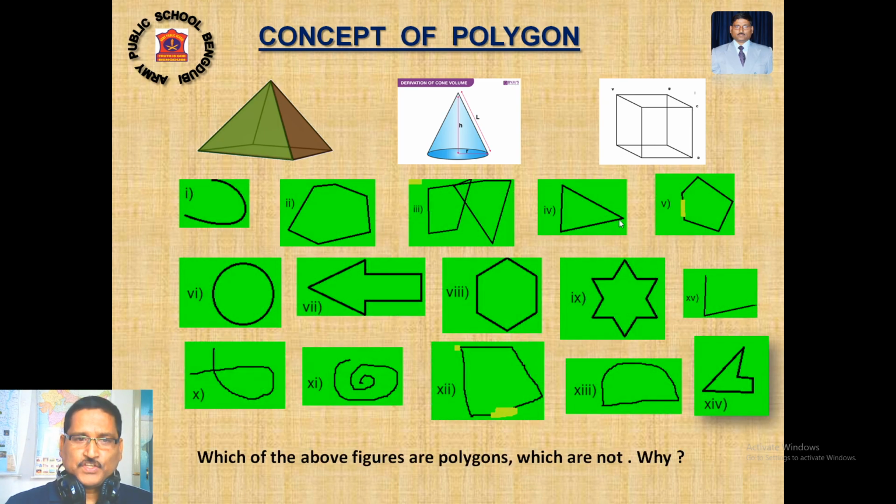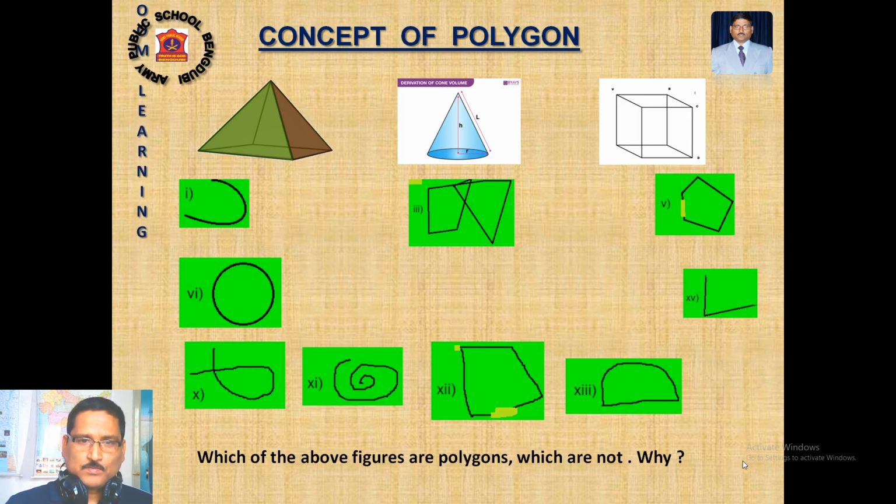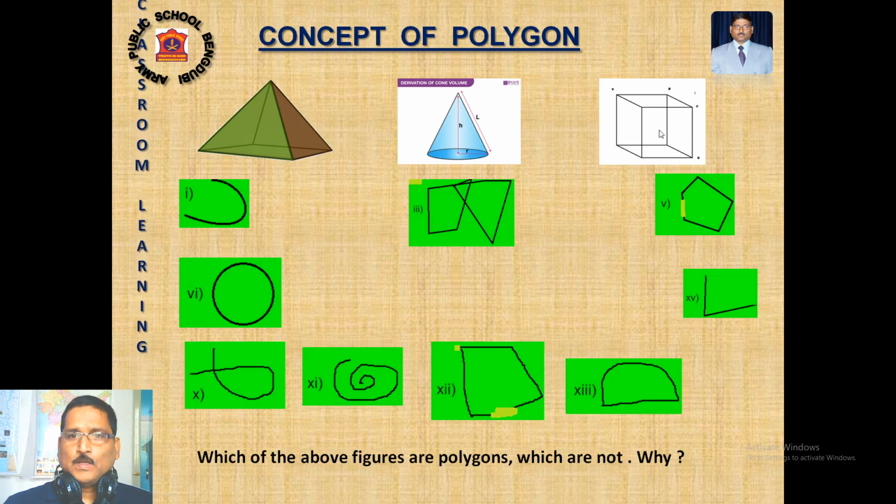You just check here. I have shown some 3D shapes, pyramid, cone, cuboid, and some 2D shapes. To become a polygon, the shape must be a 2D flat shape. Among these, what will be the polygons? Whatever figures are taken out, those are polygons, and the figures still left are not polygons. Pyramid is 3D shaped, it can't be a polygon. Cone is also 3D shaped, it can't be a polygon.